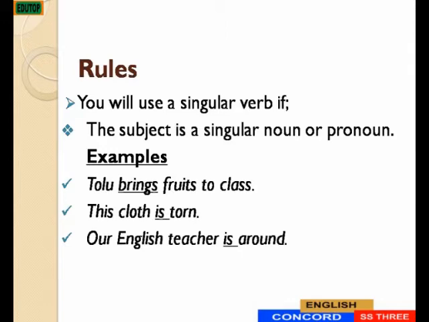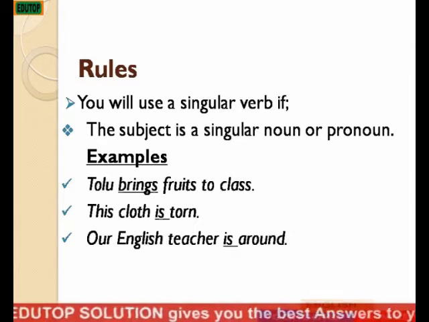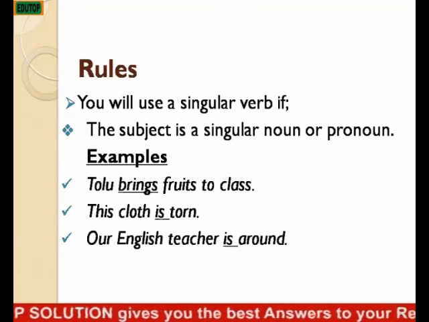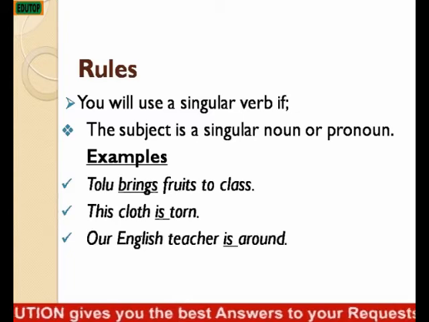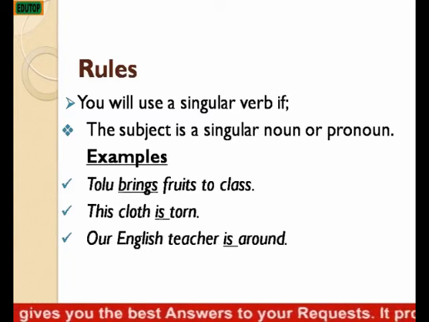You will use a singular verb if, one, the subject is a singular noun or pronoun. As we have said before, a singular subject will attract a singular verb. Examples: Tolu brings fruits to class. This cloth is torn. Our English teacher is around. All these have singular subjects and they attract singular verbs.